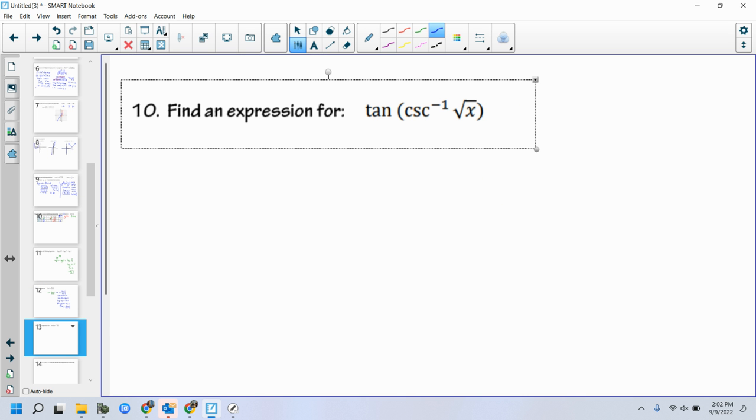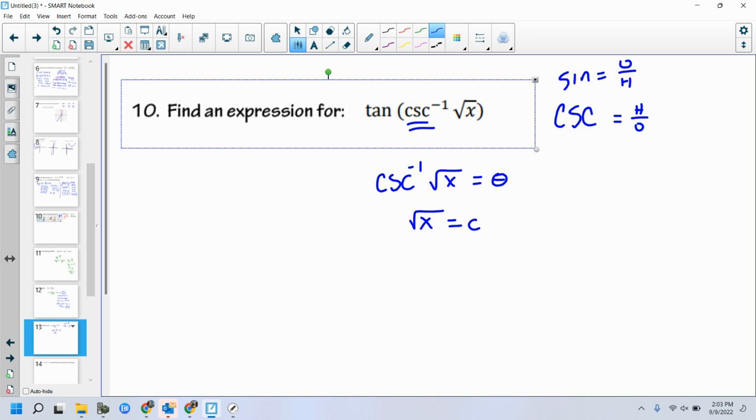All right, find an expression for tangent of inverse cosecant of radical x. Now, I kind of threw you an oddball here with cosecant, right? Remember that cosecant is the reciprocal of sine, right? Cosecant is the reciprocal of sine. And so since sine is opposite over hypotenuse, cosecant is hypotenuse over opposite, right? Okay, so that means that if I know inverse cosecant of radical x is equal to some theta, then I know that radical x is equal to cosecant theta, radical x over 1.